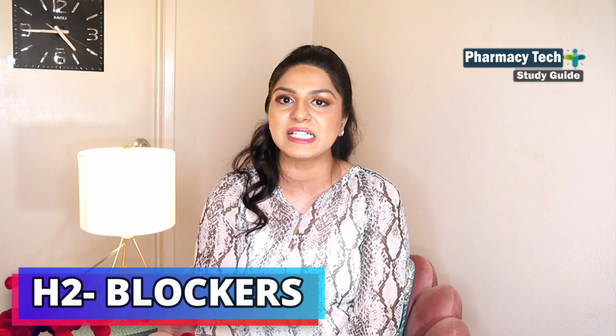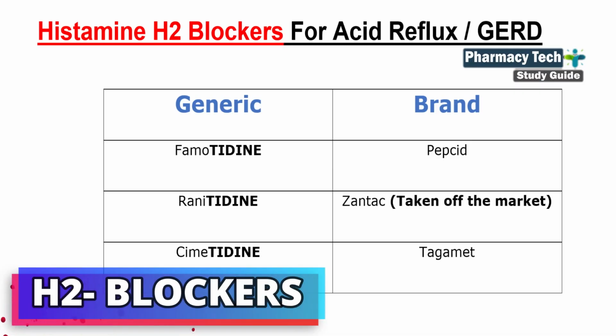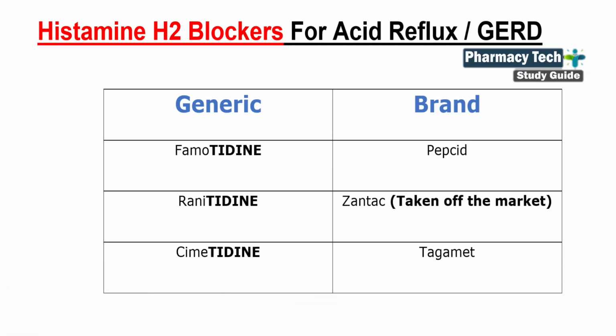Another class of medication that helps with reducing acid reflux would be H2 blockers or histamine blockers. These are famotidine, brand name Pepcid, cimetidine, brand name Tagamet, and the last one in the list is ranitidine. The brand name is Zantac. Now, this medication has been taken off the market, but I did mention it here in case you see it in the exam or anywhere.